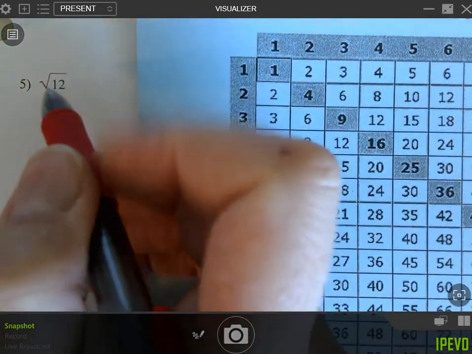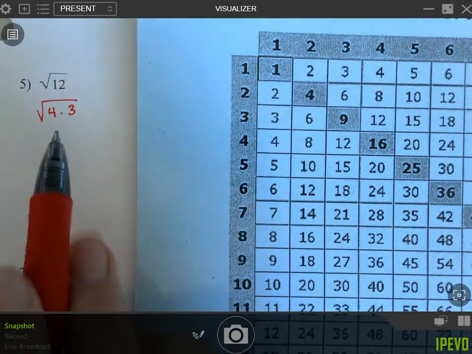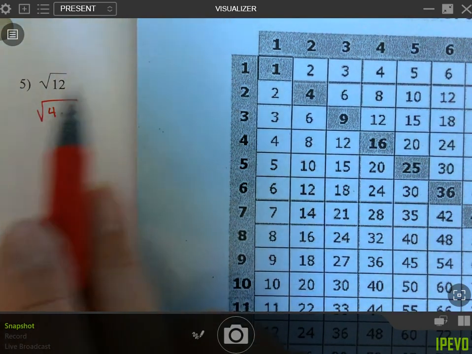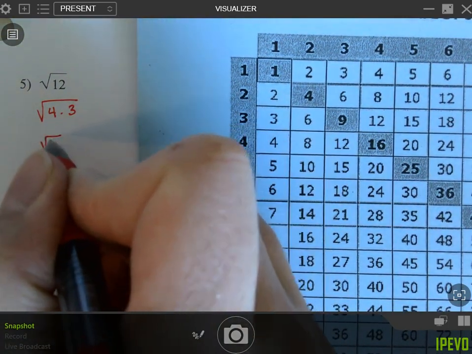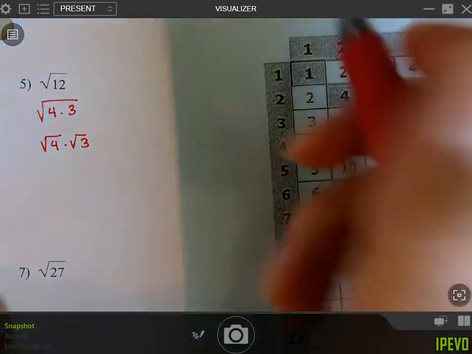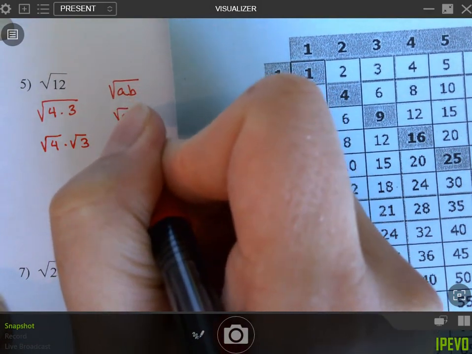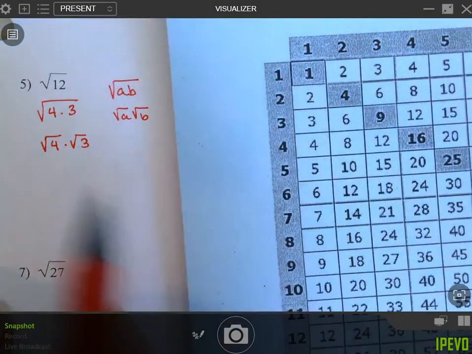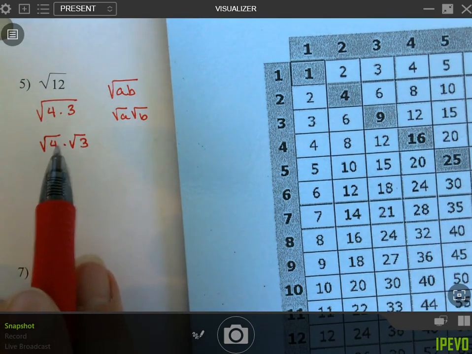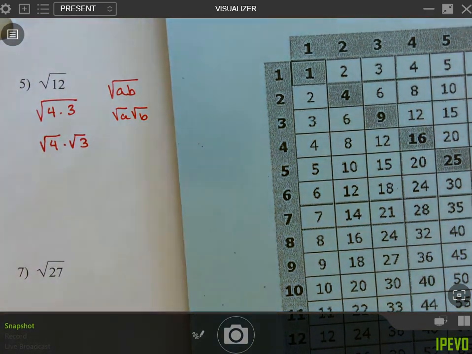So when I do this, I'm really rewriting 12 as 4 times 3. And please put that perfect square first. I think it helps us. Now you could skip this step and go right to the square root of 4 times the square root of 3. If you remember from our lesson, that was the rule: the square root of AB is equal to the square root of A times the square root of B. So if I can take 12 and break it into 2 numbers that multiply together, I can break them up. The reason I want the perfect square is because that's what I can take the square root of.